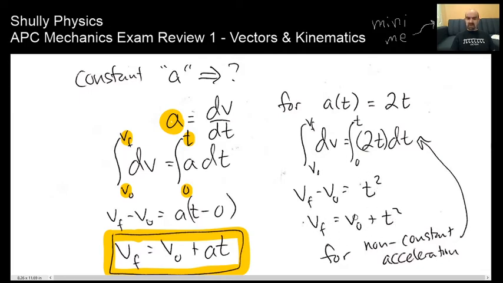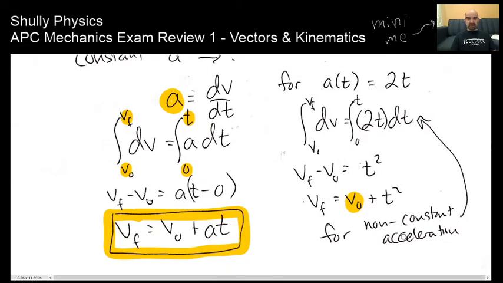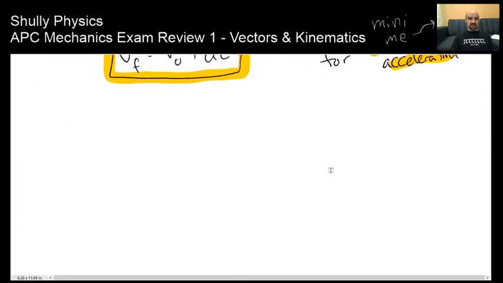But also notice that initial velocity is still there. You can't forget that. Consider that initial velocity. Usually in a problem like this, it'll give you the initial speed, or it might say it starts at rest and then undergoes this acceleration. So oftentimes this is 0. But note that you have to do this for a non-constant acceleration. Very important to consider there.